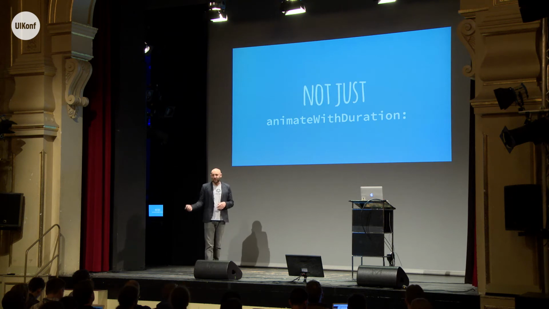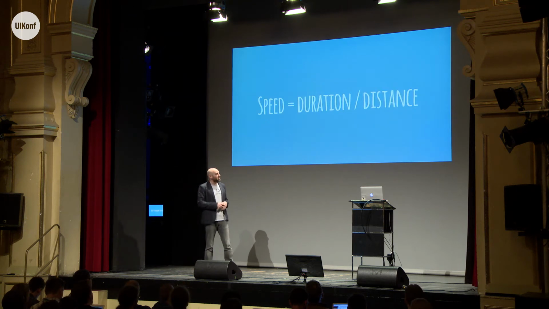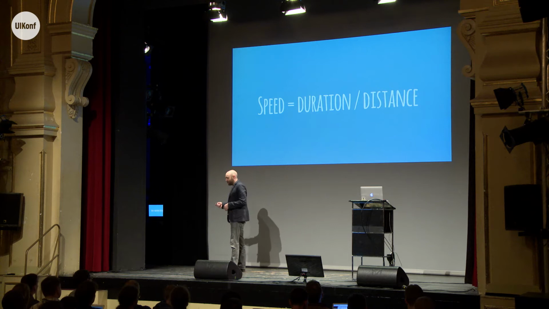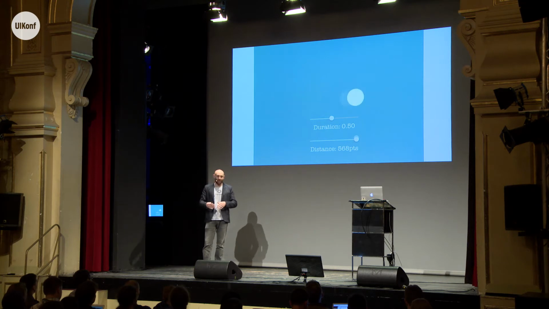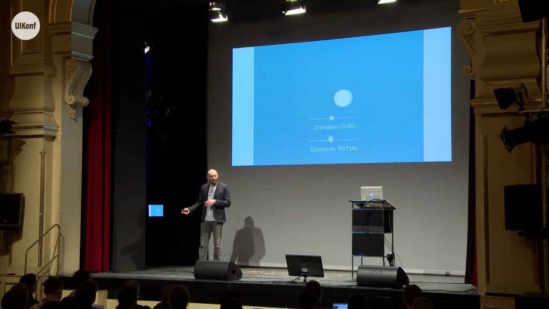But it's not just about duration. Speed is the duration over a distance. So back to that example, if you decrease the distance of the animation, it's another lever you have to control the smoothness of the animation.